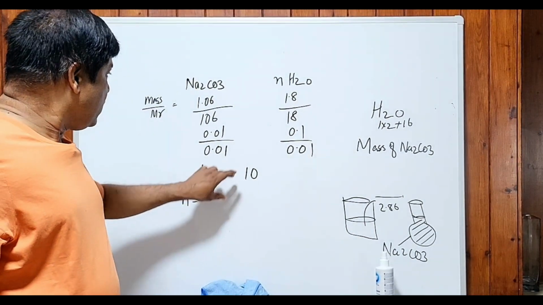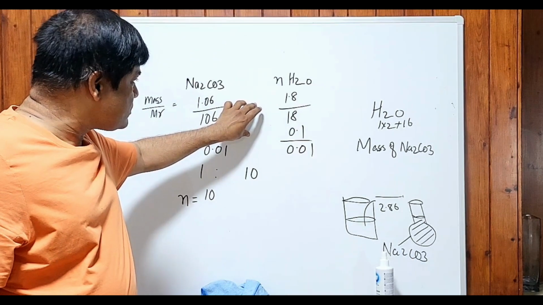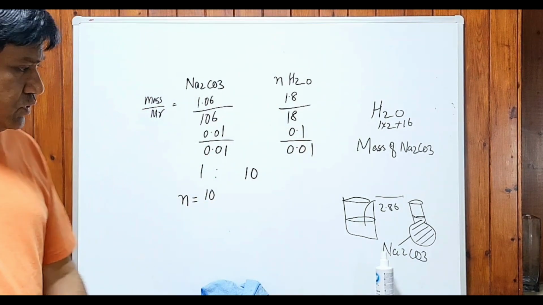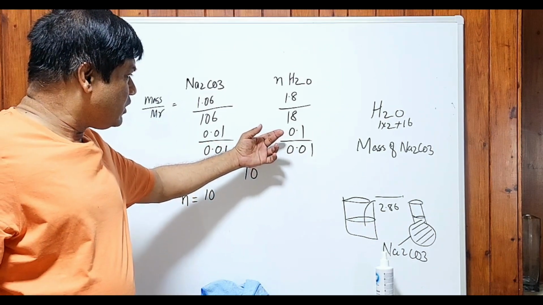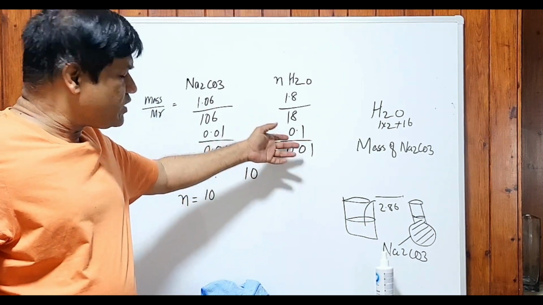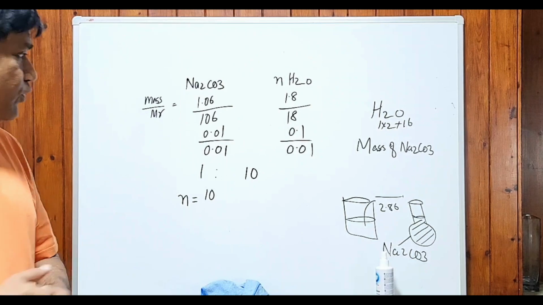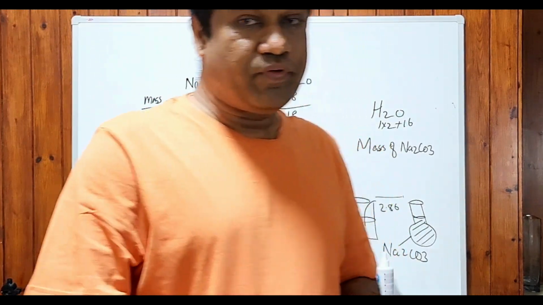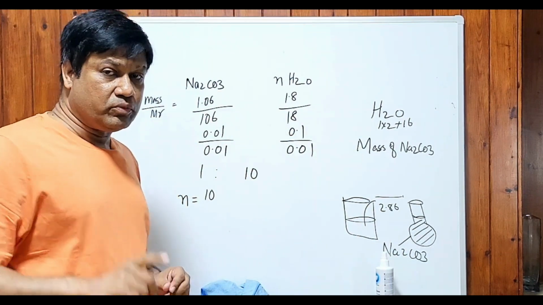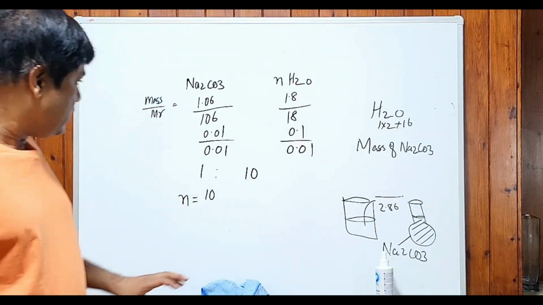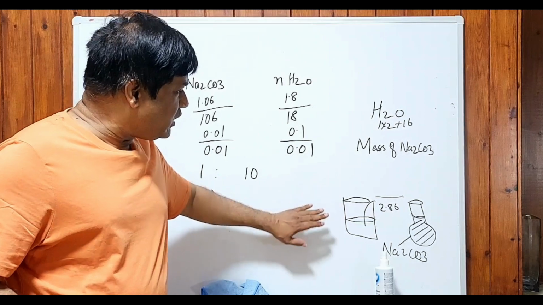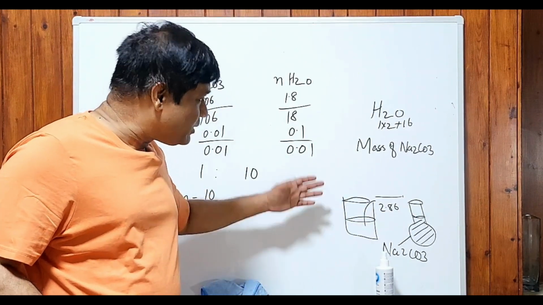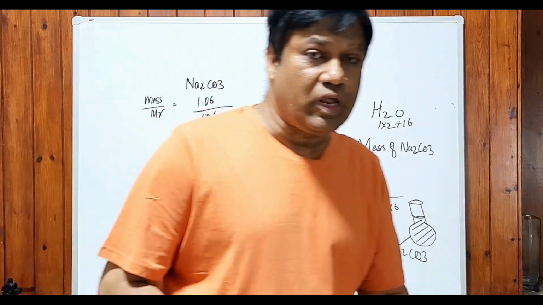Very similar questions will come up in the redox titration also. Mainly redox titration is between ferrous sulfate and KMnO4. So hydrated ferrous sulfate will be given to you. In the hydrated ferrous sulfate, you have to work out the number of water molecules attached to ferrous sulfate. By this way, you can easily work out how many water molecules are attached to a particular salt, which makes this salt a hydrated salt.